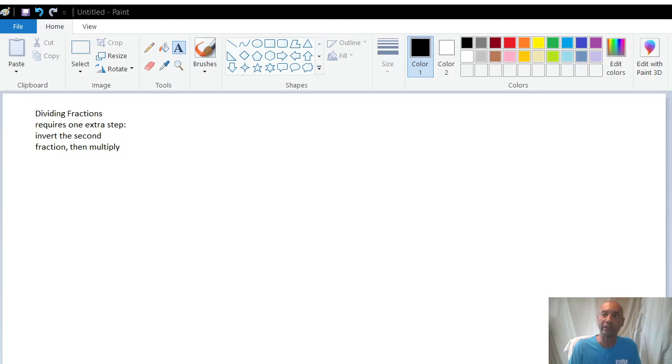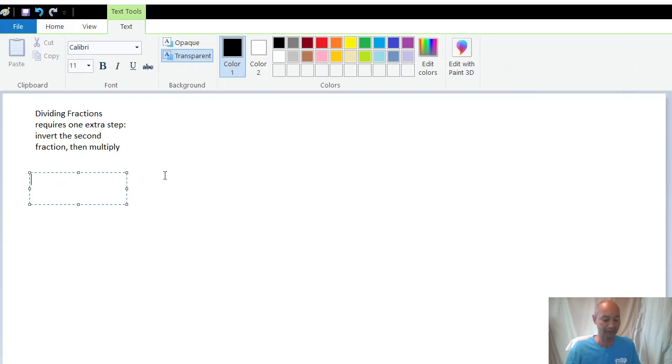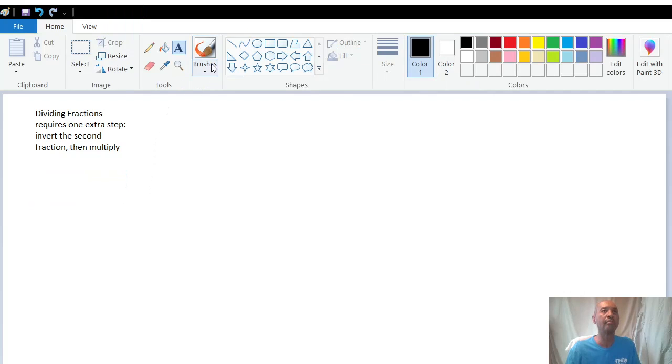Next, we'll show you how to divide two fractions. And dividing two fractions is very similar to multiplying two fractions, except there's one extra step. And that extra step is to invert the second fraction and then multiply. Here's an example. Let's take the simplest fraction we can. One half.